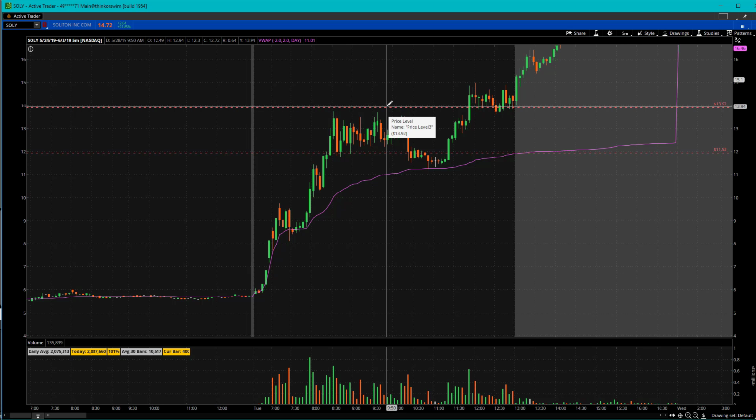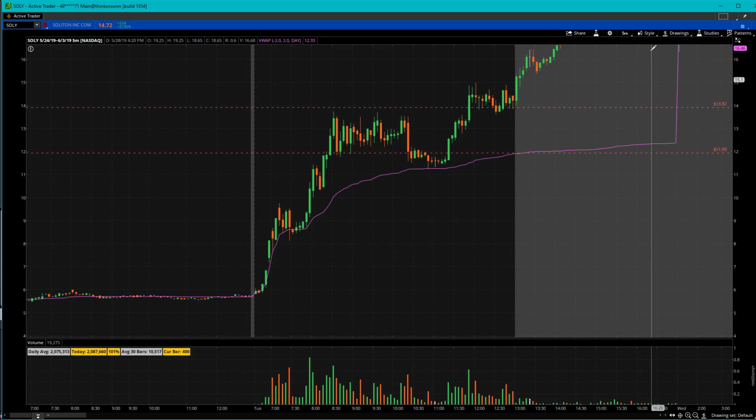Some of the things that you need to know about VWAP is that, like I said earlier, lots of institutions like to use their orders at VWAP just because it is the most liquid at those points. And for example, whenever we have these massive supernova moves like SOLY, you're almost guaranteed to have institutions playing with it as well. That's why there's so much volume.